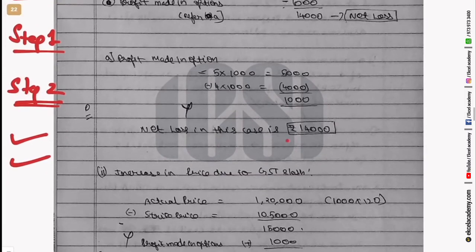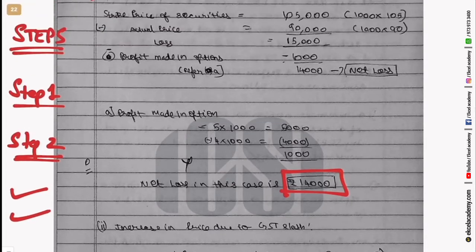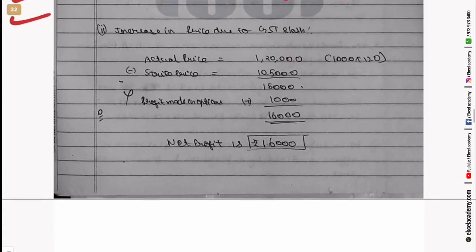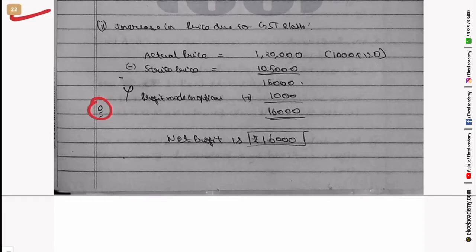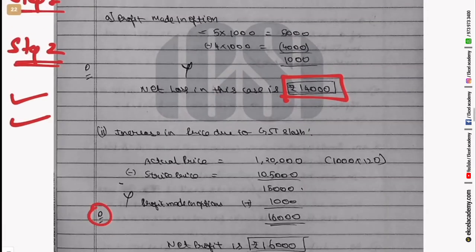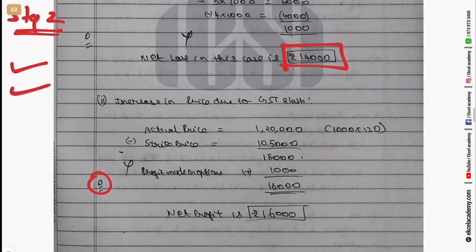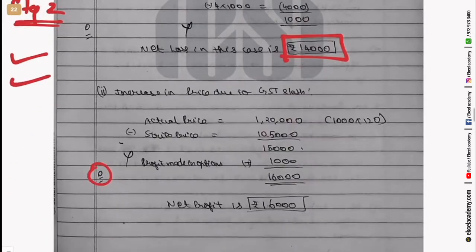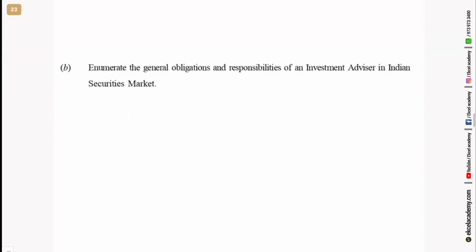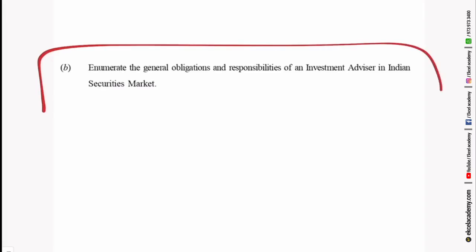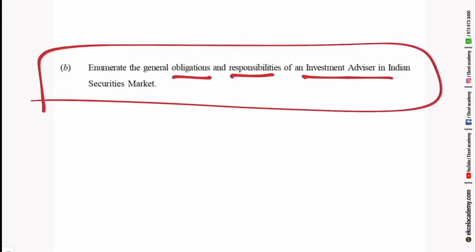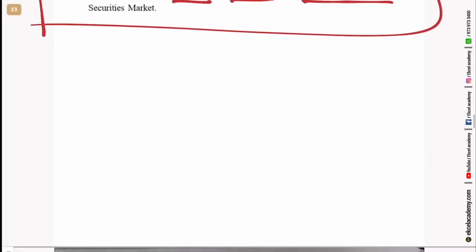And see here, for the answer, a nice little box he has drawn. Correct? All this is there. But since the calculation is wrong, you're getting 0. So I'm not telling about this particular answer, but what you should understand is the presentation is excellent. It's okay if the answer is wrong. That doesn't matter. Next, general obligations, responsibilities of investment advisor in Indian securities market.